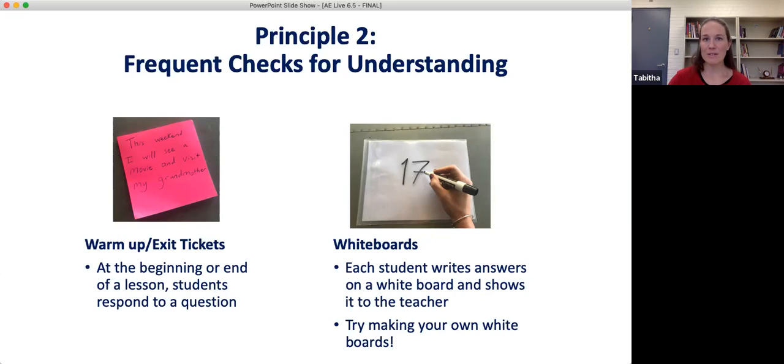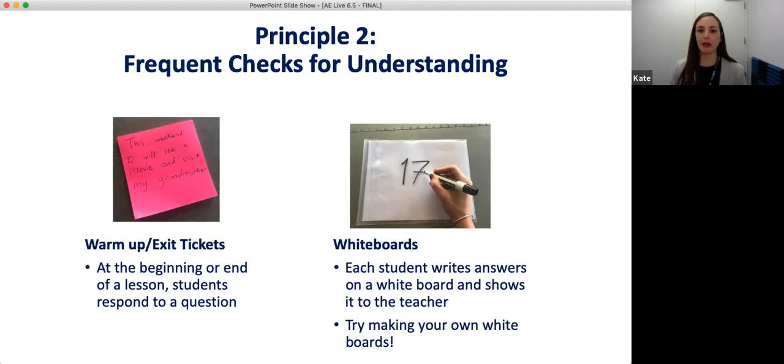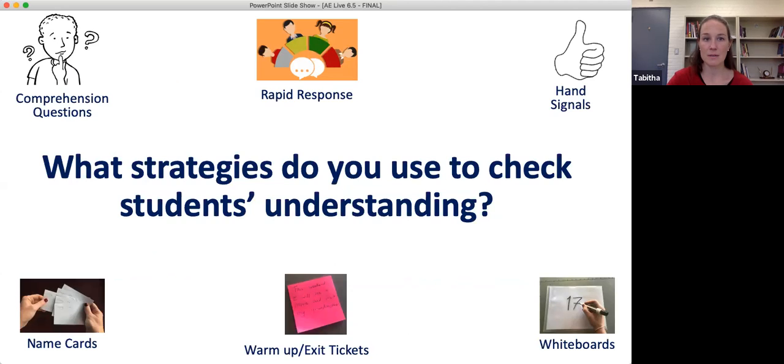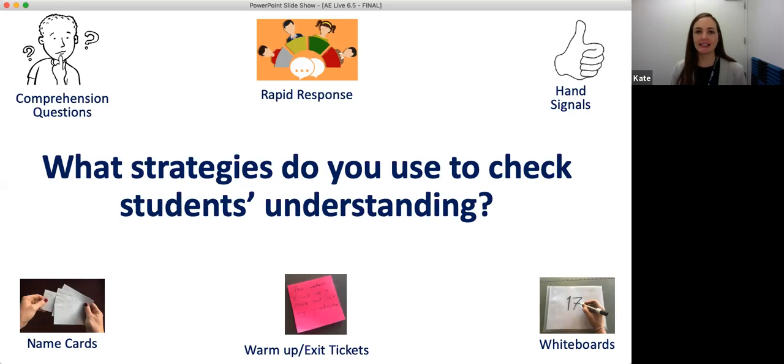So Kate, have you ever used any of these activities? I have, yeah, I've used some warm-up Post-its or exit tickets. I've used hand gestures or asking students to stand up or sit down, things like that. Great, sounds fun. So how about everybody else out there? What strategies do you use to check students' understanding? Do you use any of these strategies we talked about, or do you use other activities? Yeah, we'd like to hear from you, everybody. What strategies do you use to check students' understanding?